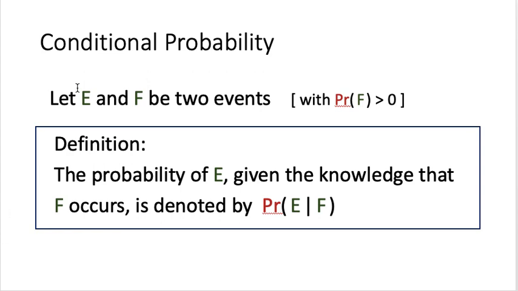So first of all, conditional probability. Let E and F be two events, and we assume that F is an event that must occur, so we have probability of F greater than 0.